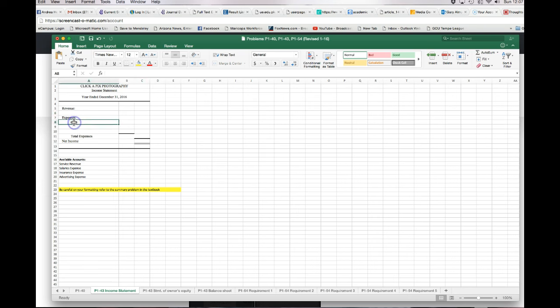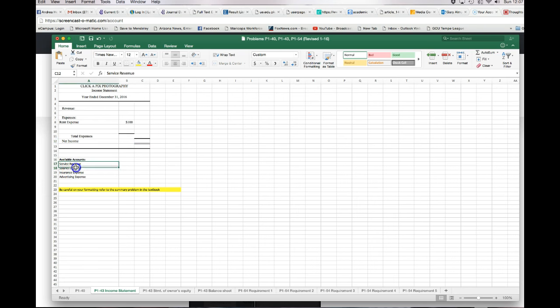Your expenses, make sure that you put in the title of the account as well as the amount. Okay, so let's say it's rent. You're going to want to type in rent expense, and then let's say that it's $100. You want to put those in. Make sure you put in both the name of the account and the dollar amount. Then you total up your expenses in this line, and then you're going to take your total expenses and subtract that from your revenue to come up with your net income.